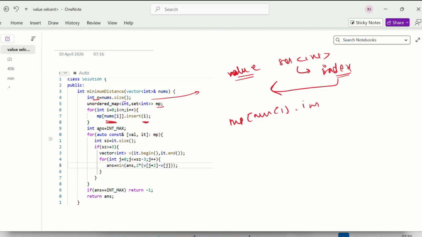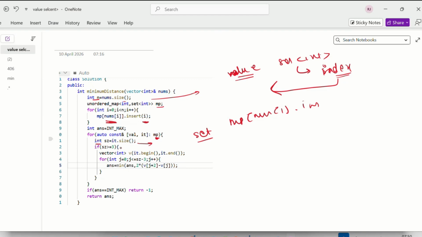And then again we will declare our answer with INT_MAX. I already told you why we are using this INT_MAX in the previous problem, part 1. After this, we are traversing through the map. In the map, we have declared our size equal to it.second.size(). This is representing the size of the set.